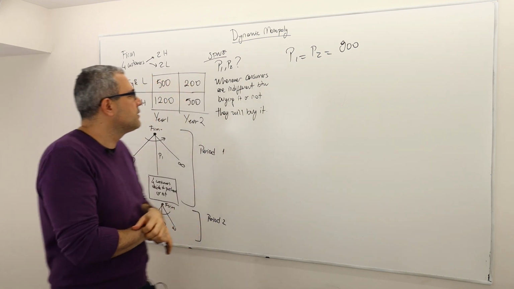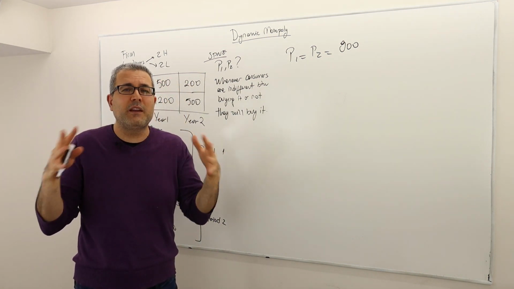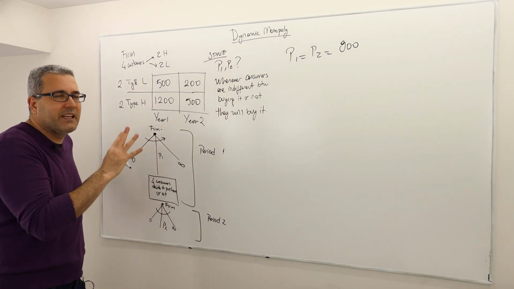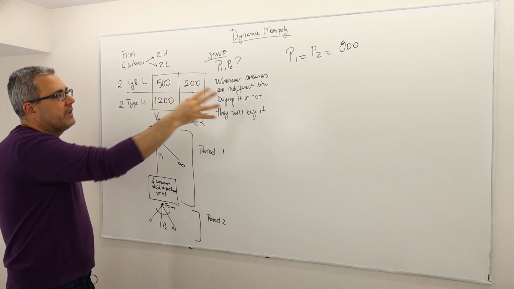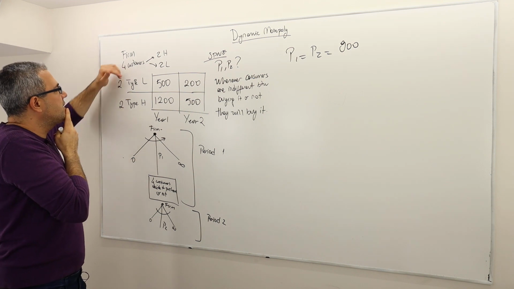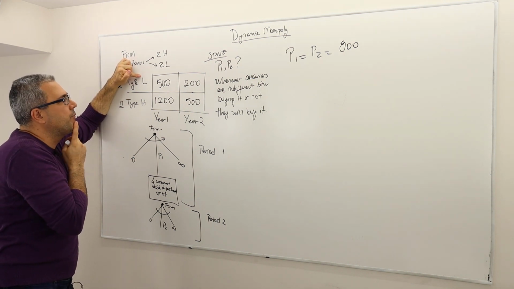For simplicity, trust me, I'm going to assume that whenever they're indifferent, they will buy the good. All right? So they will not buy the good only if the expected payoff of not buying is strictly higher. That makes things much simpler.